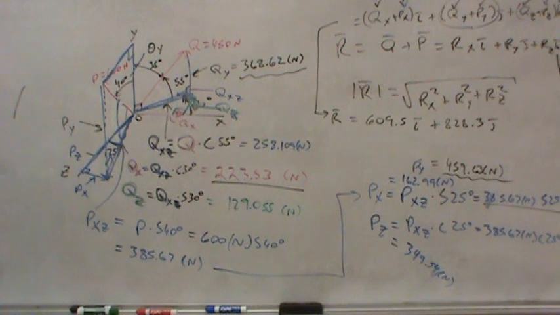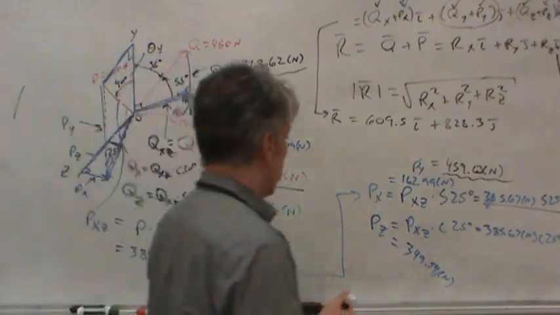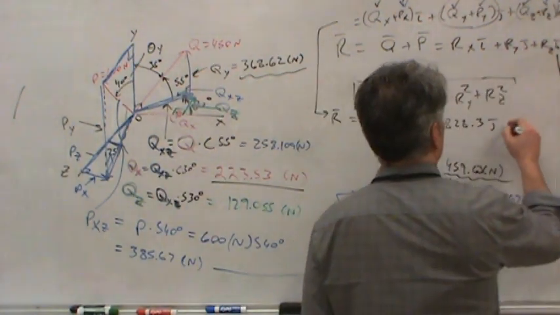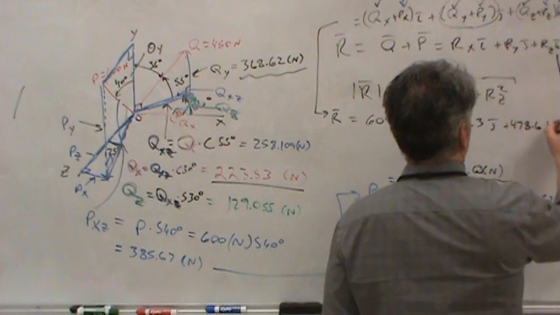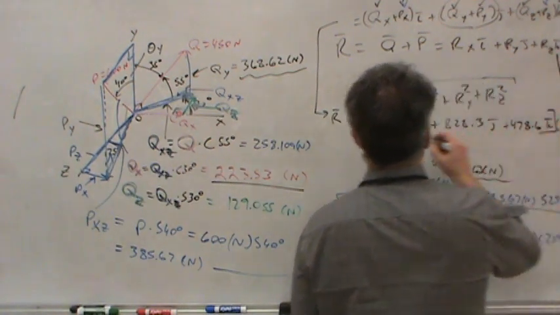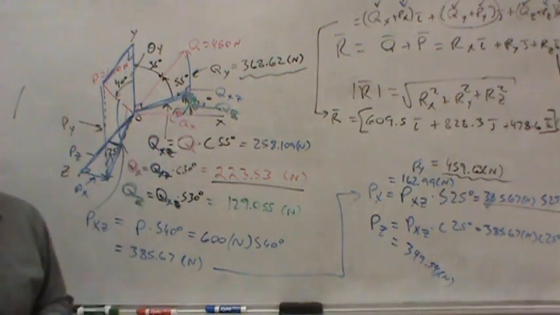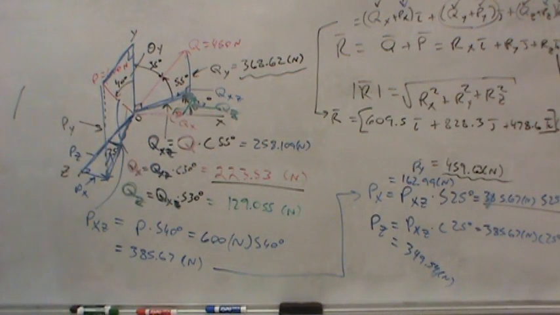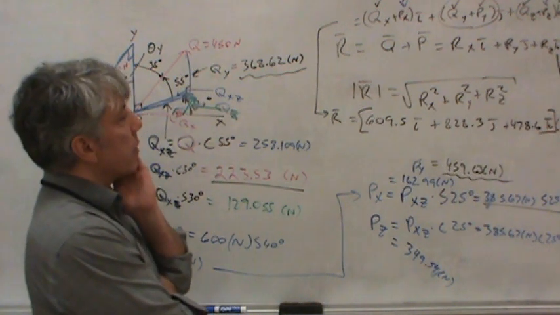So it'd be 129.1 per QZ, plus 349.5. So PZ plus QZ, right? So it's 478.6. Anyone disagree with any of these numbers? All right, I'm going to assume these numbers are correct. They seem reasonable to me. Now, how are we going to get the magnitude of the vector?